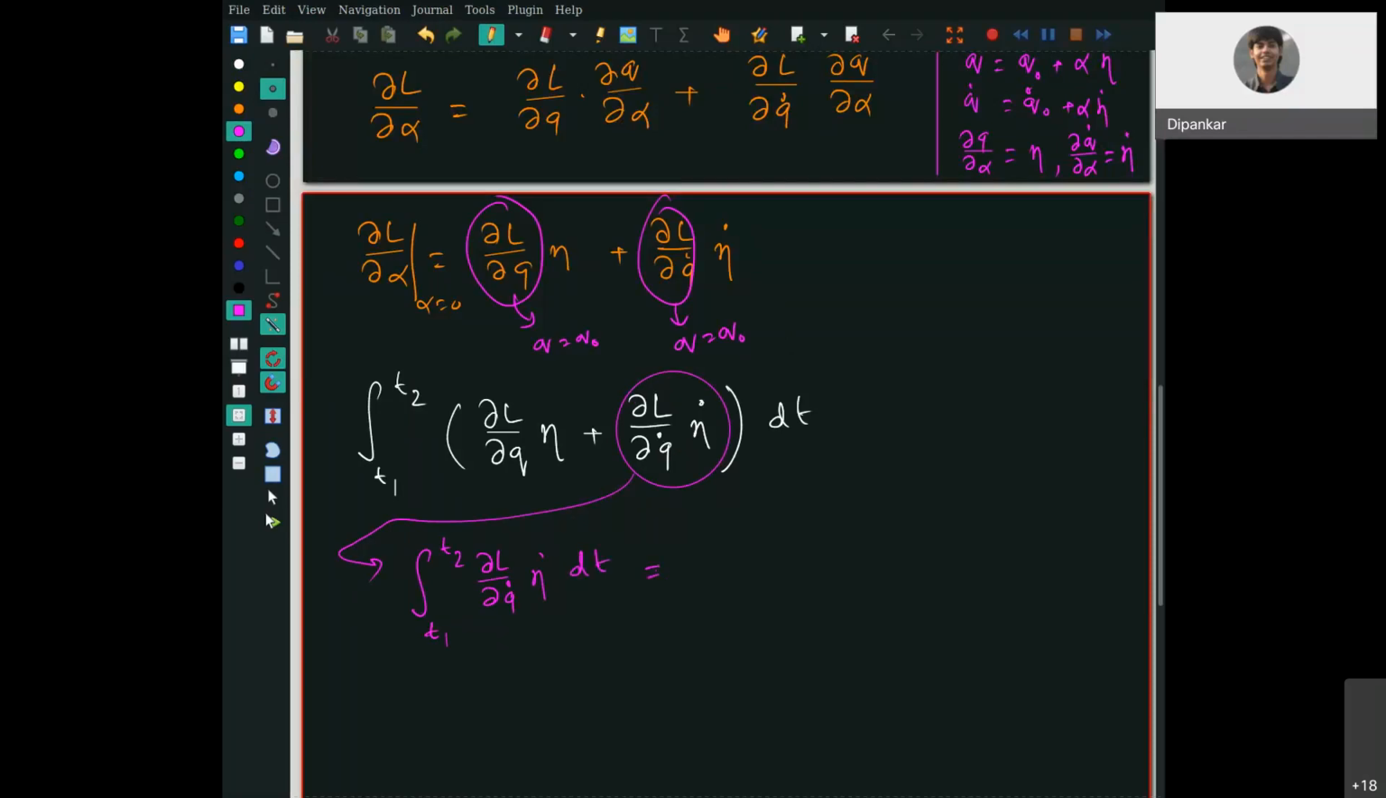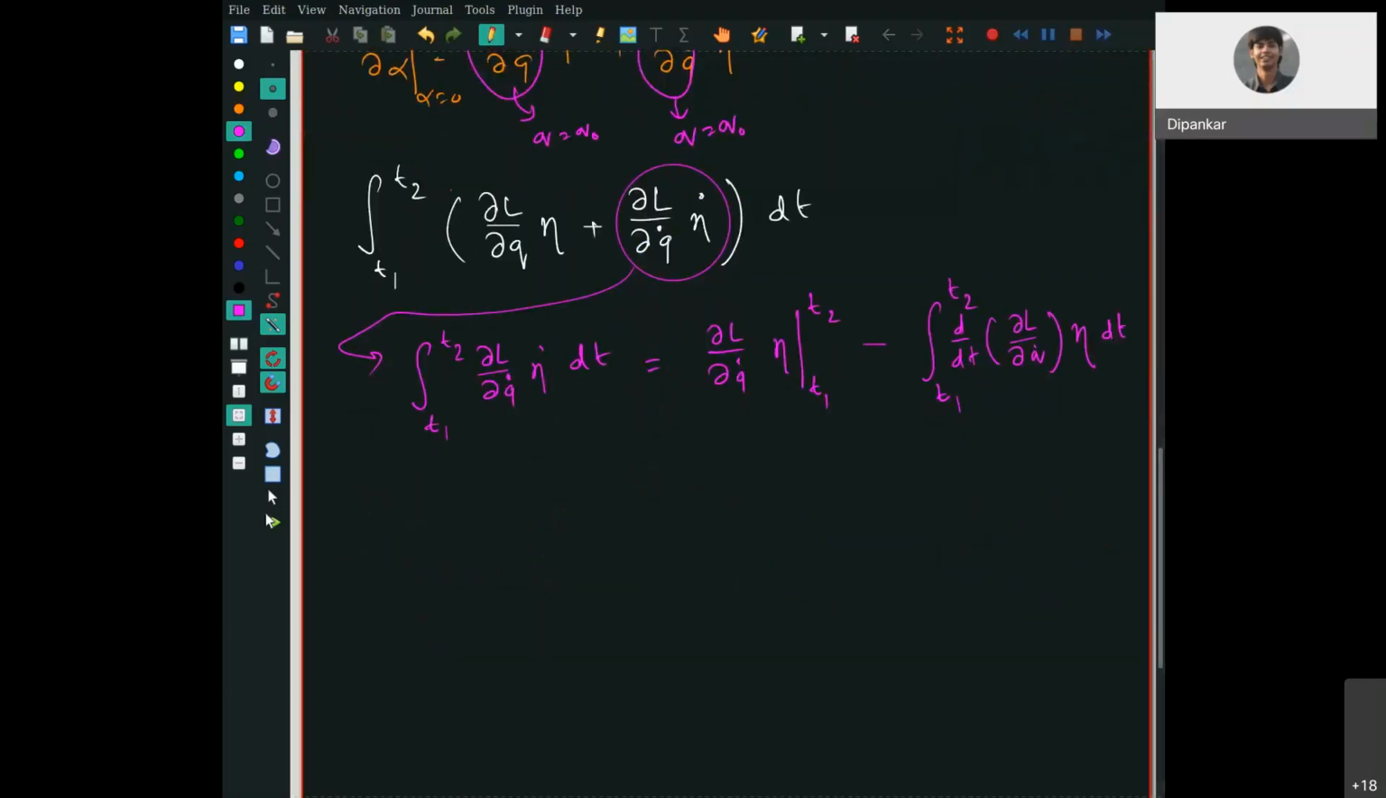So this is the product rule of integration. You have the first function unchanged, and then you integrate over the second. So the integration of eta dot is basically eta, and you put the boundary condition t1 to t2. So evaluate it from t1 to t2, and minus the integration from t1 to t2 of d dt of del L del q dot times eta times dt. All right.